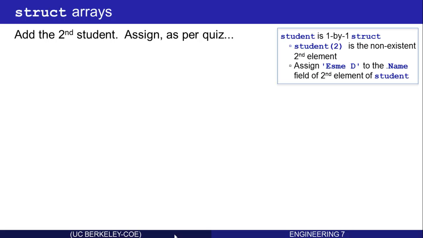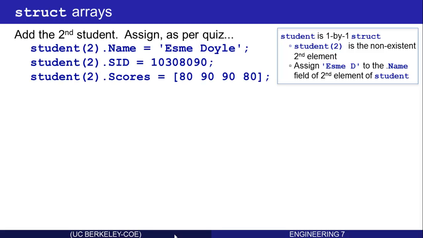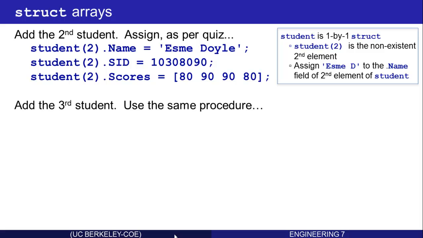Recapping, student is a 1-by-1 struct. Therefore, student2 is the non-existent second element. Assigning a name to the second element will grow the array. We do so and follow with the student ID and the scores. We can add the third student in an identical fashion.